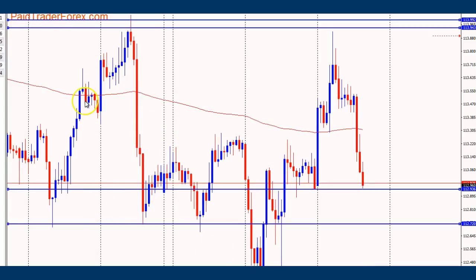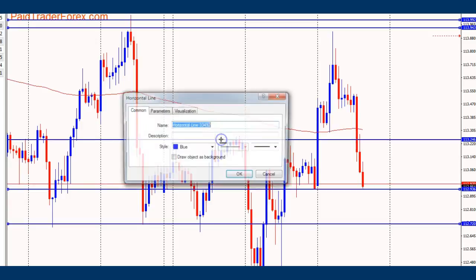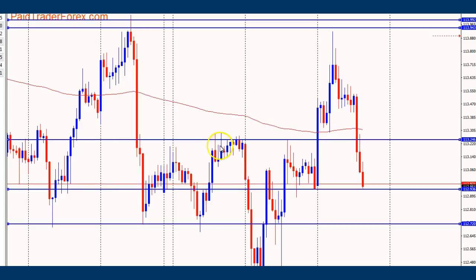Now, resistance is always above. This right here would be an area of resistance. The line has been touched 1, 2, 3 times. Okay? So this is your answer to what is support and resistance.